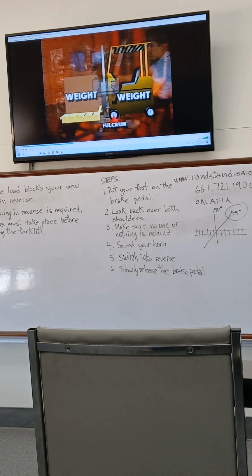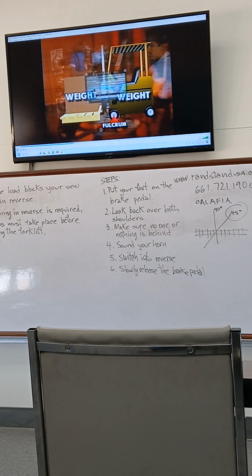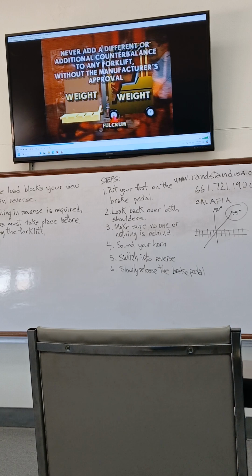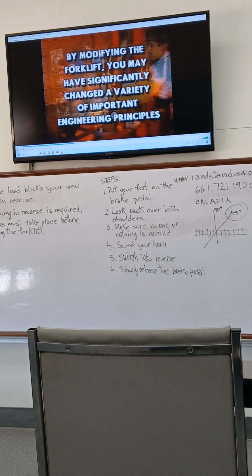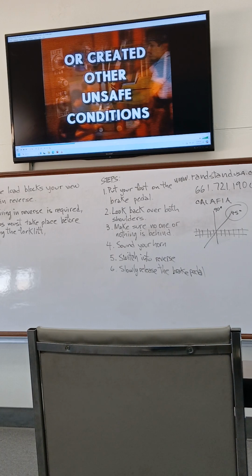The counterweight is the heavy metal part of the forklift that compensates for loads and determines the proper safe lifting capacities. Never add a different or additional counterbalance to any forklift without the manufacturer's approval. By modifying the forklift, you may have significantly changed a variety of important engineering principles such as center of gravity, safe lifting capacity, maximum load height, or other unsafe conditions.